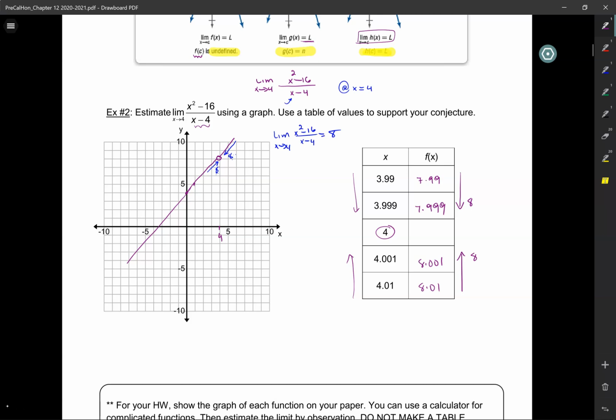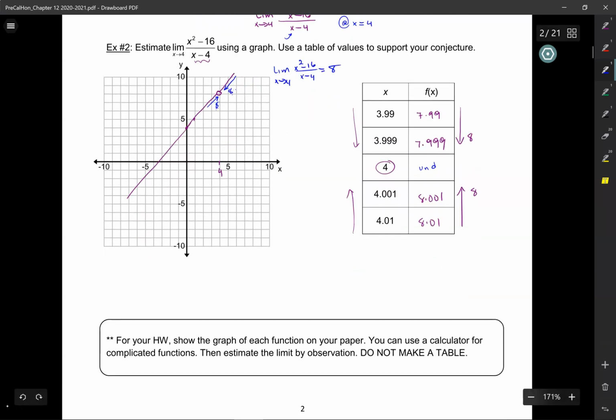Because a limit doesn't talk about what happens at the actual point. It's just the intention, what value they're approaching, right? In fact, at x equals 4, the y value is undefined, right? So this has a limit, but f of 4 is undefined.